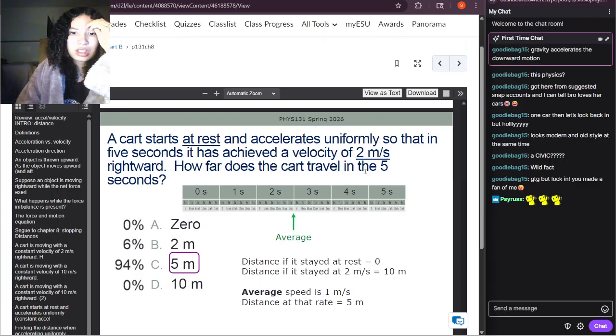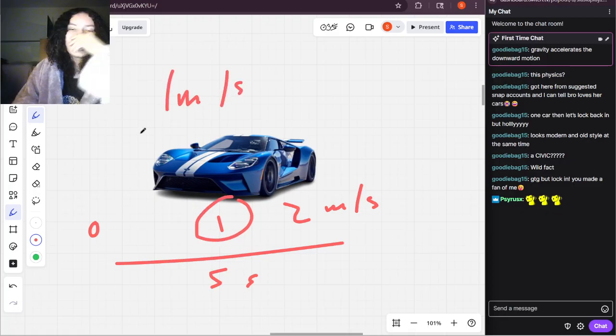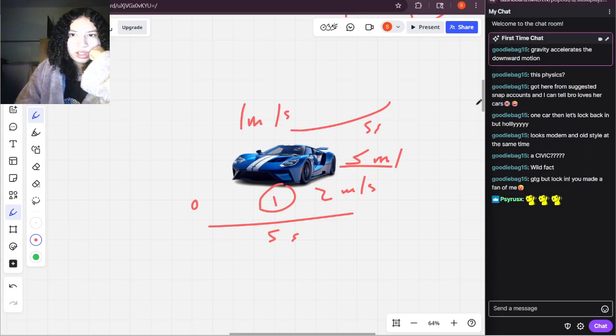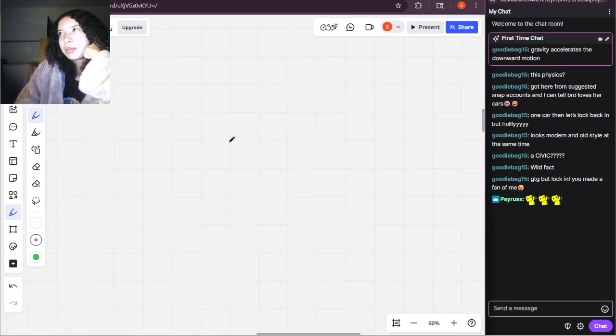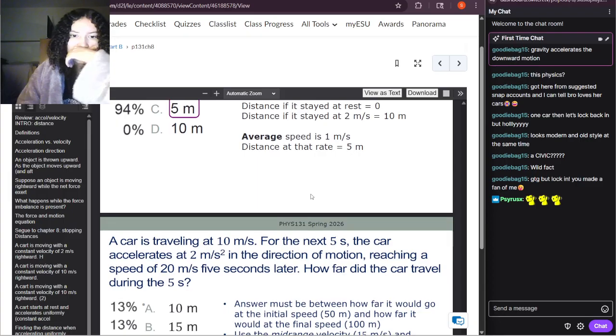Okay, I get it now. So we are taking this average between when it's at rest and when it's sped up, this is the average, 1 meter a second. And so we're applying that to the 5 seconds, and that means it's traveled 5 meters in 5 seconds. Simple math, you just get caught up on the actual substance of it, if that makes sense. But I'm learning, so it's okay.